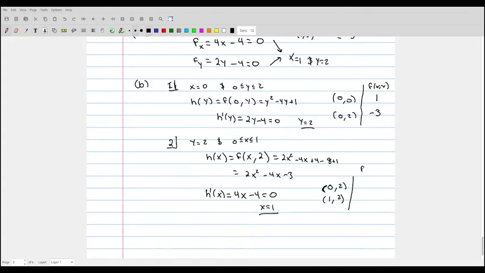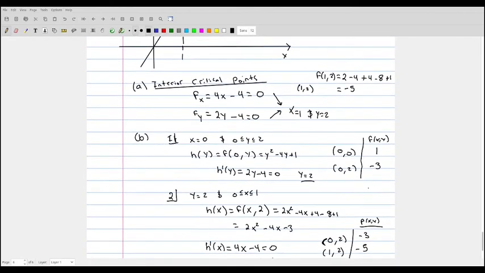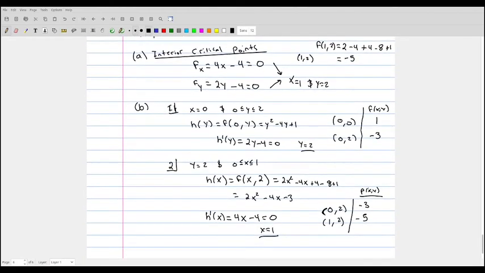The function is equal to negative 3 when you plug in the point 0, 2. And at the point 1, 2, it's equal to negative 5. It turns out we already kind of solved for that point, since it's also one of our interior critical points that we ended up solving for.